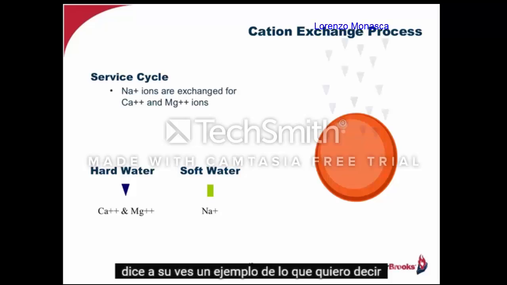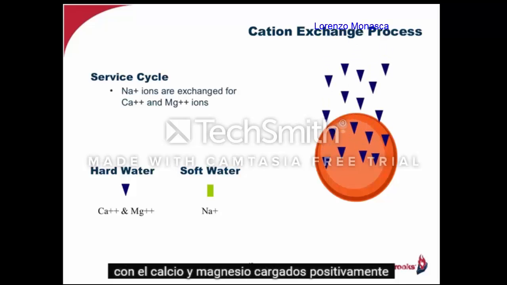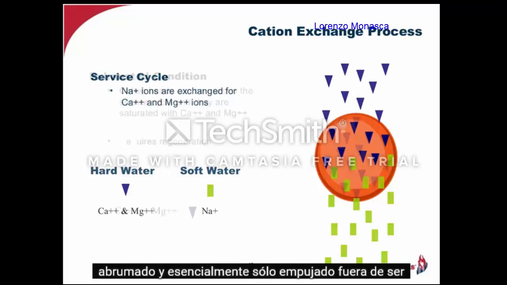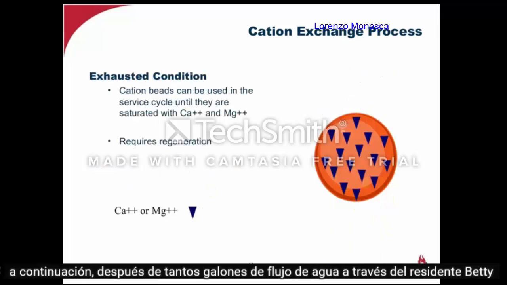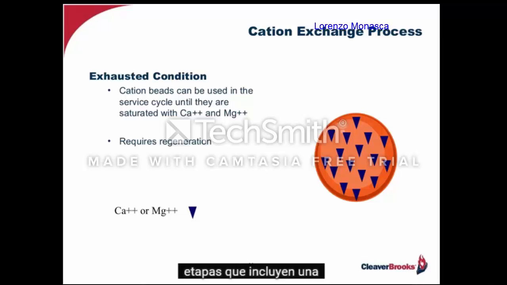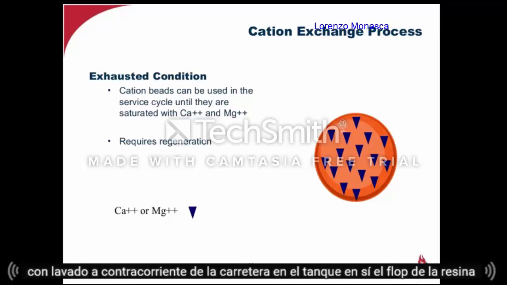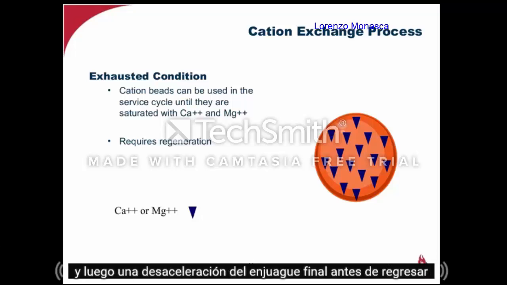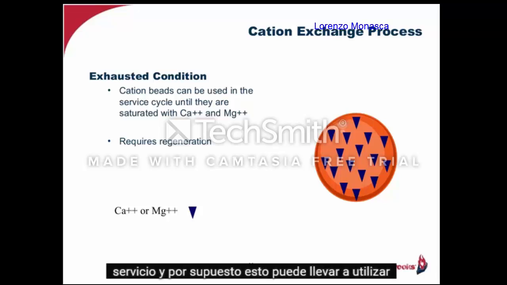Now here you see an example of what I mean, with the positively charged calcium and magnesium ions exchanging for the weaker sodium ions, which were residing on the bead before getting overwhelmed and essentially just pushed off the bead. Then after so many gallons of water flow through the resin bed, it gets exhausted and it needs to be regenerated. And regeneration involves a number of steps, including a back flush of the resin tank itself to fluff up the resin, and then we go through a rinse, then a brine draw and flow across the resin beads, and then a slow and final rinse before we return to service.